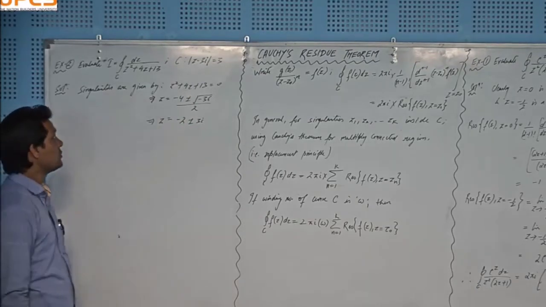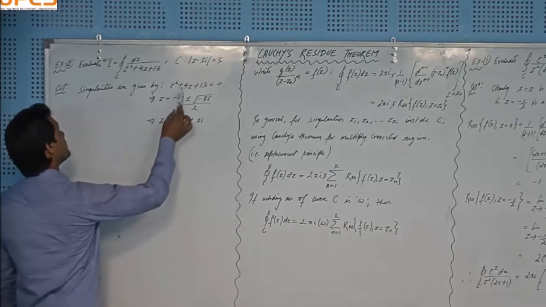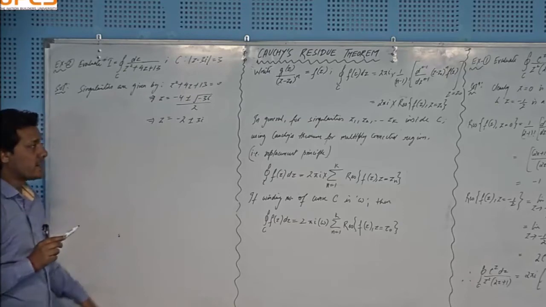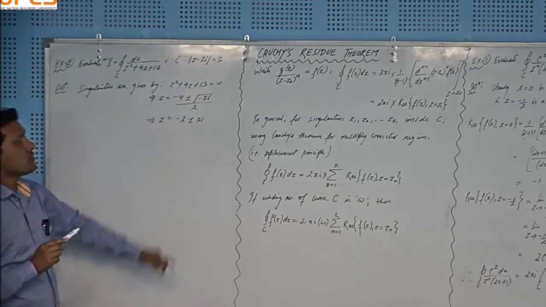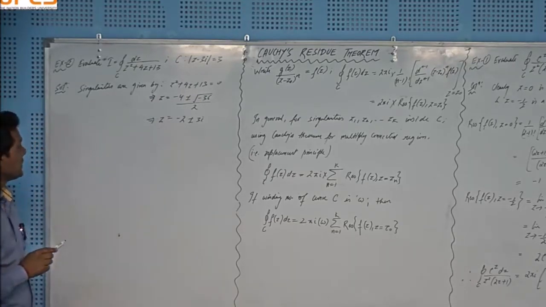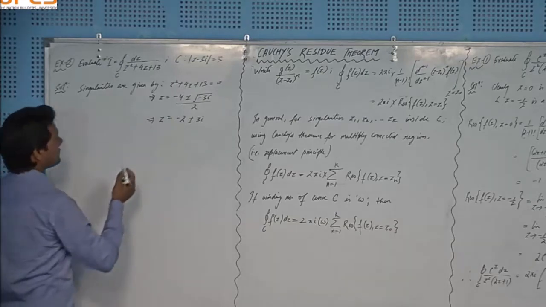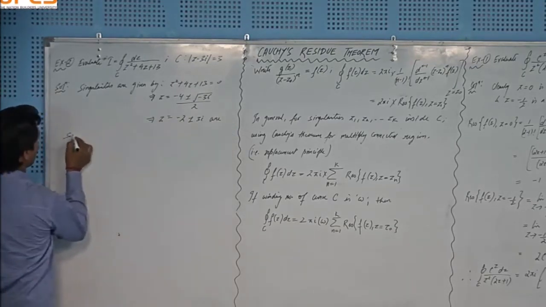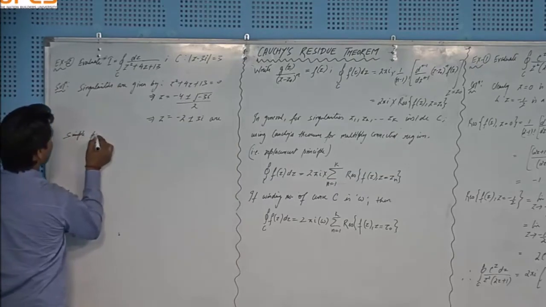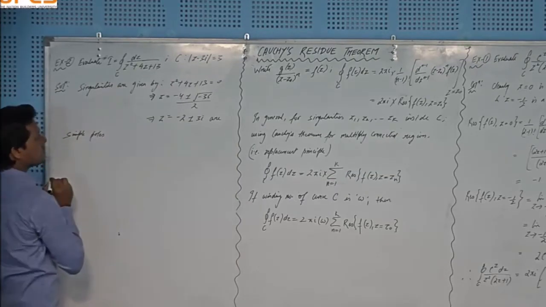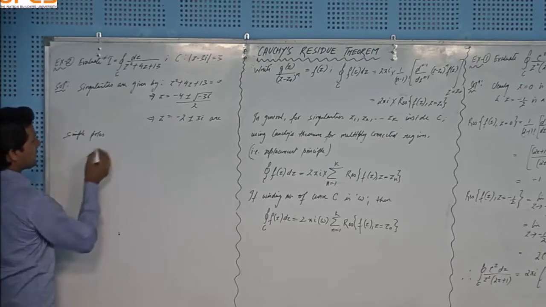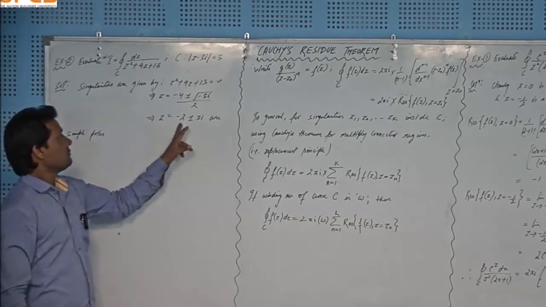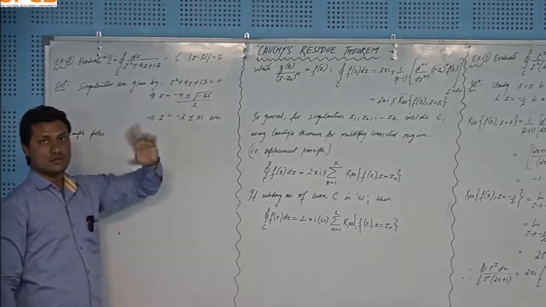Yes, so I have two singularities and both of them are poles. Why am I calling them poles? Because if I differentiate this denominator, I will get 2z plus 4, and at these points that will not go to 0 definitely, right? So both of them are simple poles, and we have to check whether both of them are lying inside C or one of them, right?